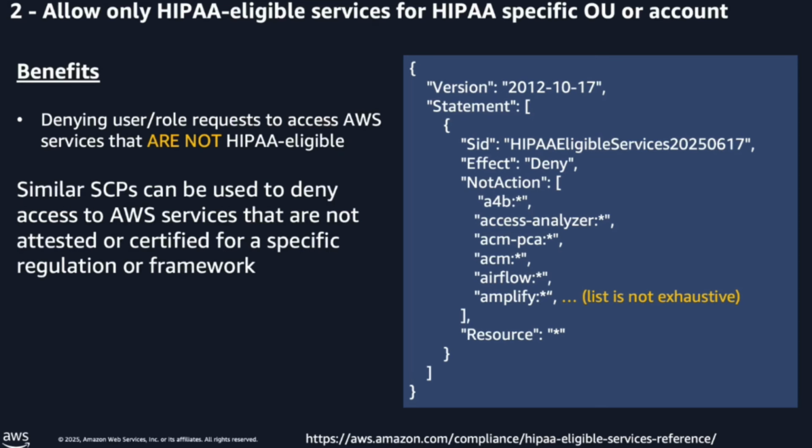This can be useful for denying user or role requests to AWS services that are not on the HIPAA eligible list. SCPs can be applied to a specific account or OU designated for HIPAA workloads. For a complete list of HIPAA eligible services, visit our AWS Services in Scope page listed at the bottom of this slide.